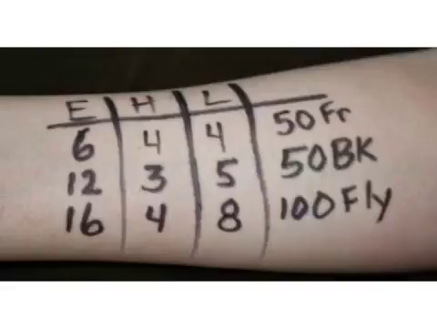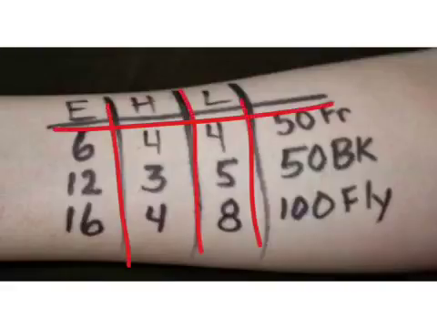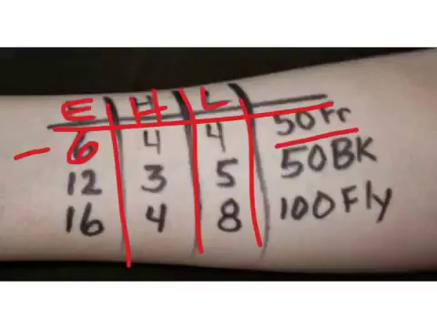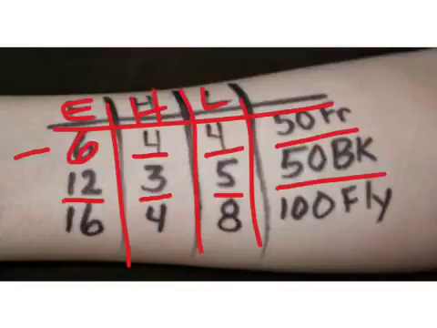So you see the chart, and then you see the event, heat, and lane. You see the event number. So event 6 just happens to be the 50-yard freestyle, and this child happens to be in the 4th heat in the 4th lane. And then again, the event 12, heat 3, lane 5, which is the 50 back, and so on.